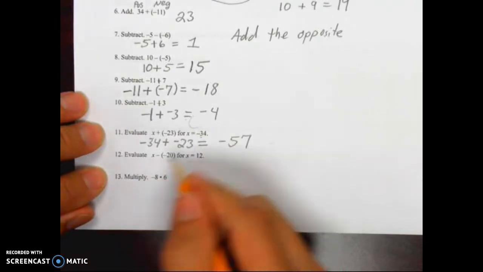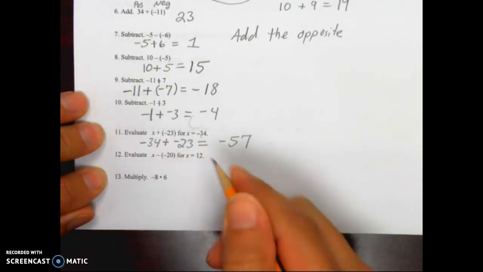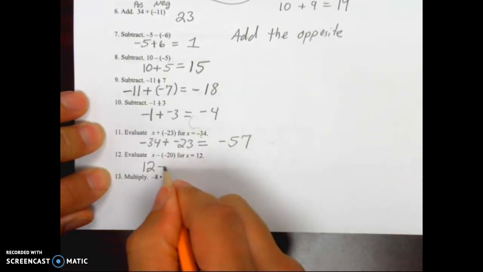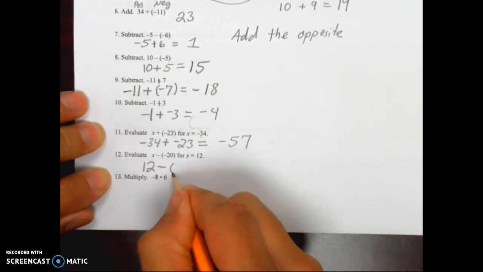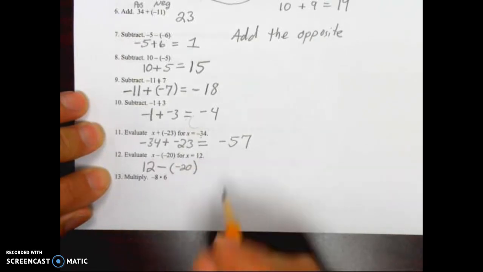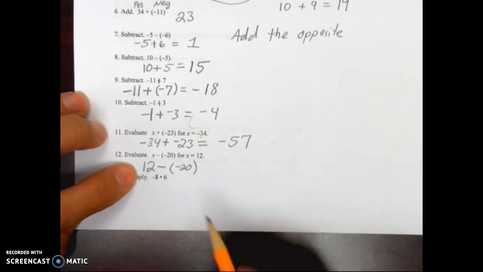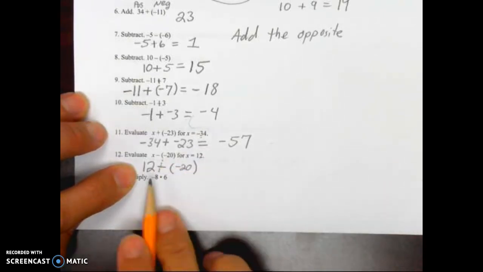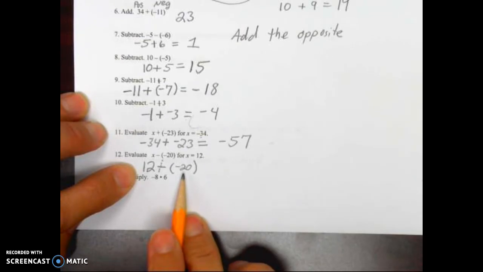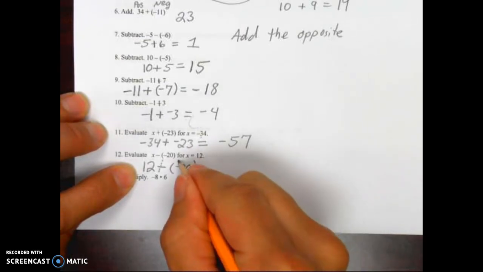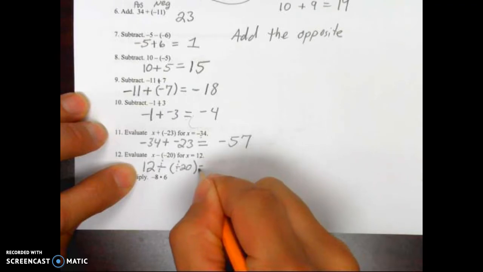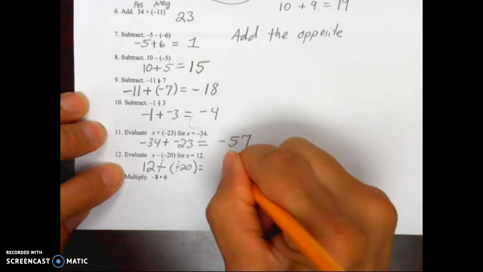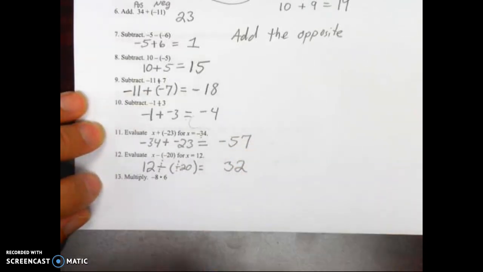Evaluate. Again, put the 12 where the x is. So you see how he even lined it up? The 12 is right under the x. Minus -20. So again, here you can add. So I'm going to change this to a plus sign. And then it says add the opposite. The opposite of that negative is a positive. So now it's a positive 12 and a positive 20. They're going to add up to a positive 32.